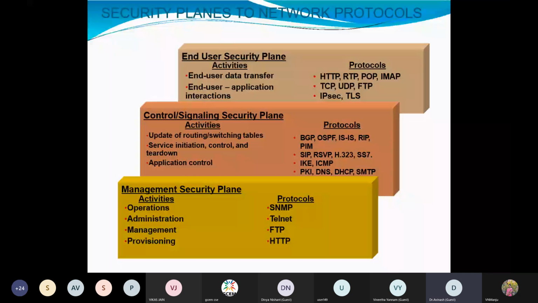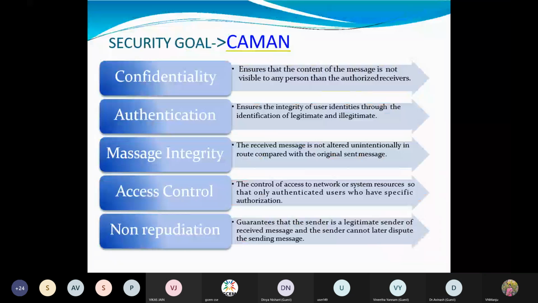So I'm going to take a fast session here because we have to cover some important things. So the management security plane, in this the various activities which are covered are the operations, administration, management, and provisioning. For the operations purpose, we are using the SNMP protocol. For administration, we are using the Telnet protocol. For management, we use the FTP protocol, and we use the HTTP protocol for the provisioning purpose.